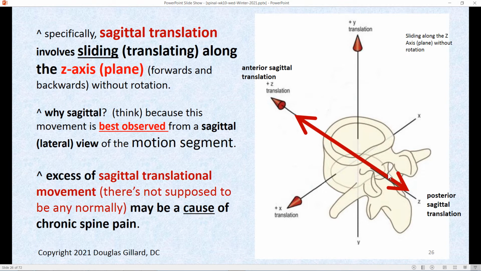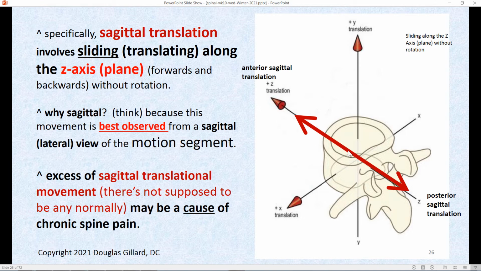Sagittal translation is the one we were just talking about, where the vertebrae could move forward or slide forward on the z-plane. So if you stuck a pole through the vertebrae, it would slide forward on that pole, or it could slide backwards on that pole. If it slides forward, that's called anterior sagittal translation. If it slides backwards, that's called posterior sagittal translation, right? And we could put that plane in there if we wanted as well.